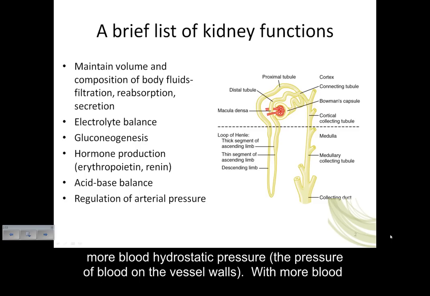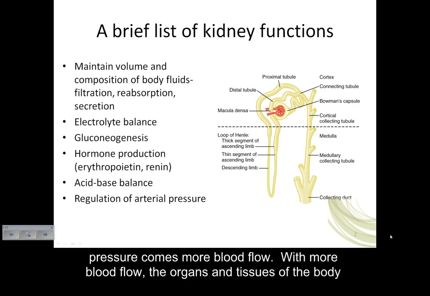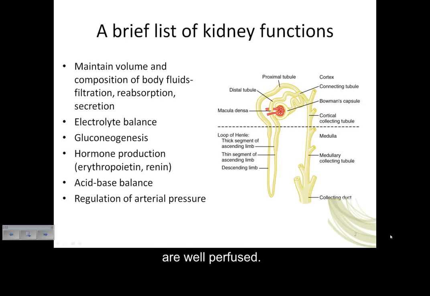With more blood volume comes more blood hydrostatic pressure. Remember, the pressure of blood on the vessel walls. With more blood pressure comes more blood flow. With more blood flow, the organs and tissues of the body are well perfused.